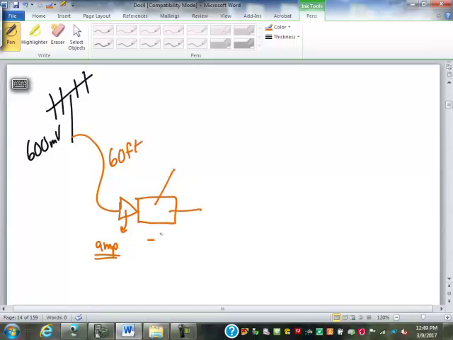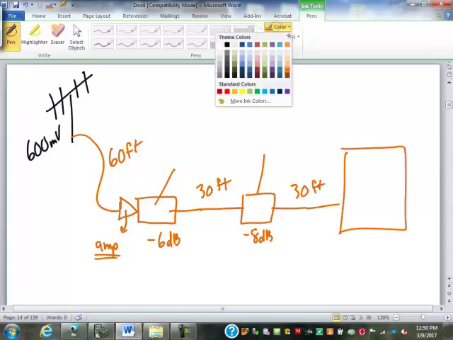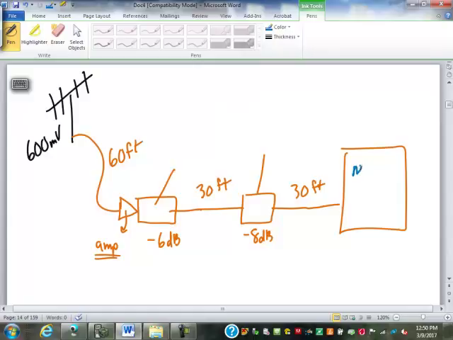We're going to have a 6 dB loss here. Another 30 feet of cable. An 8 dB loss here. And another 30 feet of cable to our ending destination here. We need 90 millivolt minimum here. Figure out what that amp has to be. So I'll give you some time to try to figure that out.